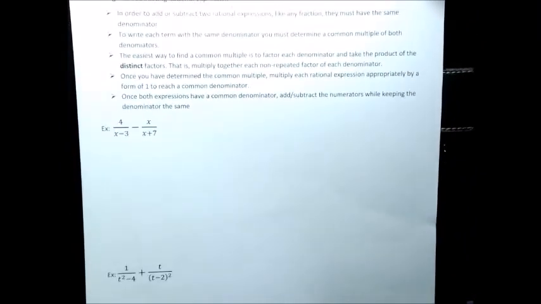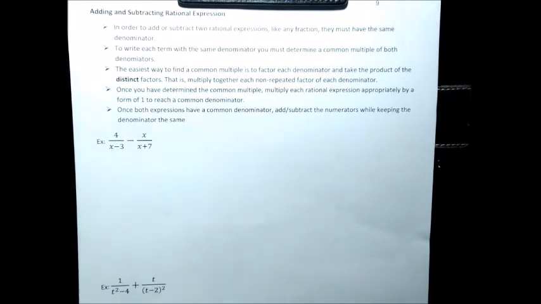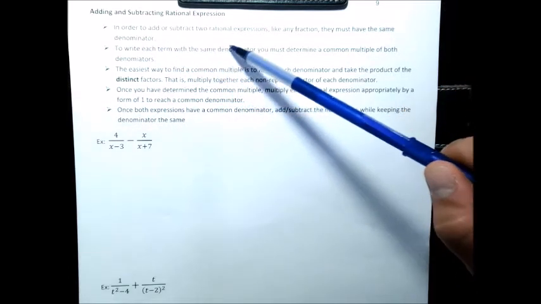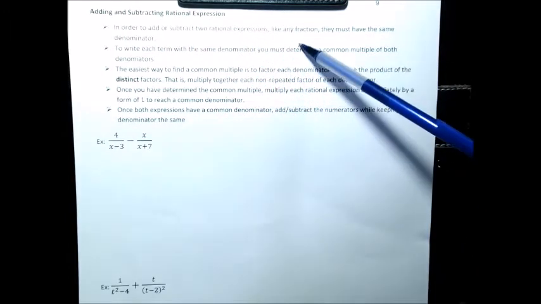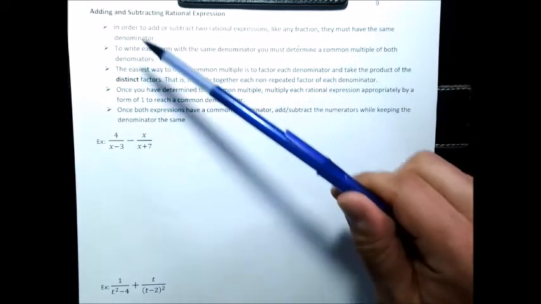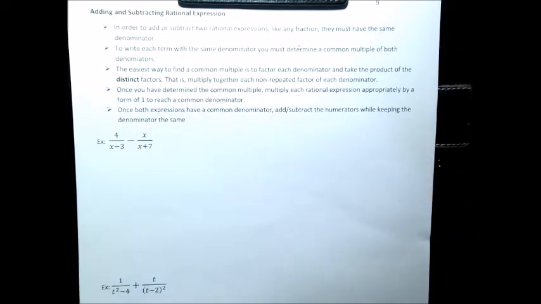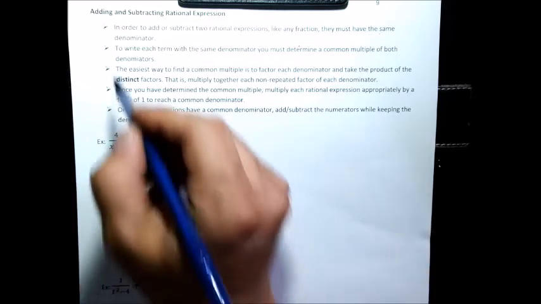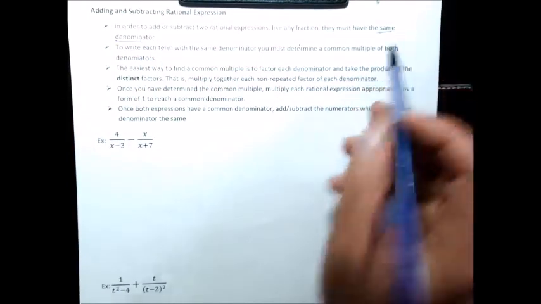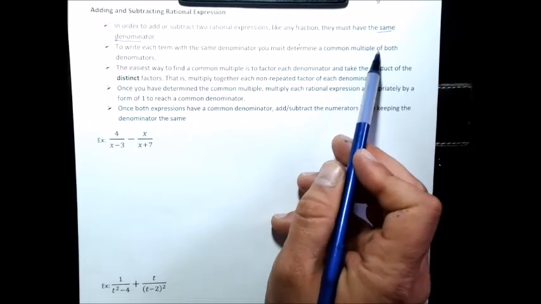So now the slightly more difficult topic, which is how do we add and subtract fractions? And how do we apply that to rational expressions? So let's read through these instructions real quick. In order to add or subtract two rational expressions, just like any fraction, you have to have the same denominator. Right? We need a common denominator. And so the way we figure out what the common denominator is, is you have to determine a common multiple of both the denominators.